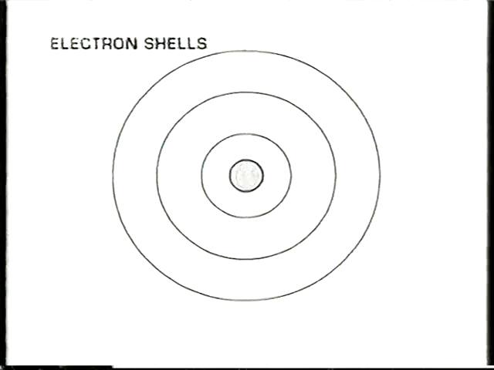The first shell, nearest to the nucleus, holds up to 2 electrons. If it's 1 electron, it's hydrogen, and if it's 2, it's helium. The second shell can hold up to 8 electrons. It goes from lithium with 1 electron in the second shell, up to neon with 8.